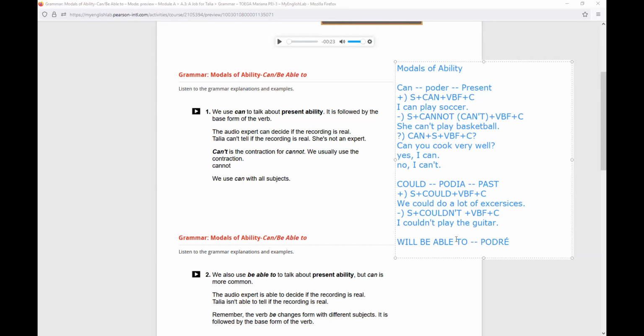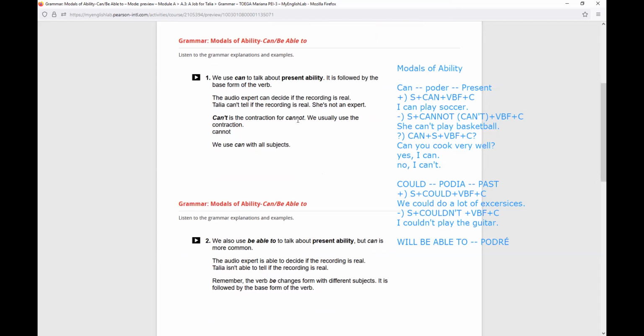Okay. So before seeing this, antes de ver el futuro, vamos a ver algunos ejemplos acá. In affirmative, the audio expert can decide if the recording is real. This is an ability, can decide. Can't in negative or cannot without contraction. We use can with all subjects, of course, and we can't use can and not separated, okay? Always they are gonna be together.